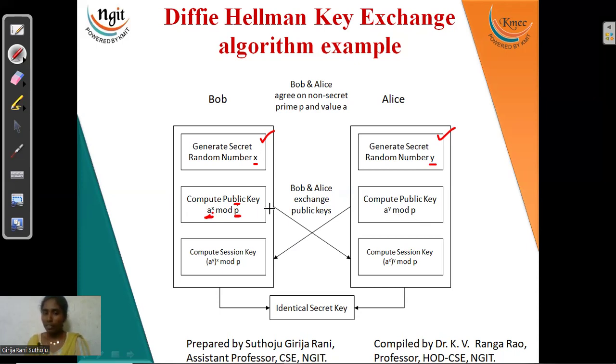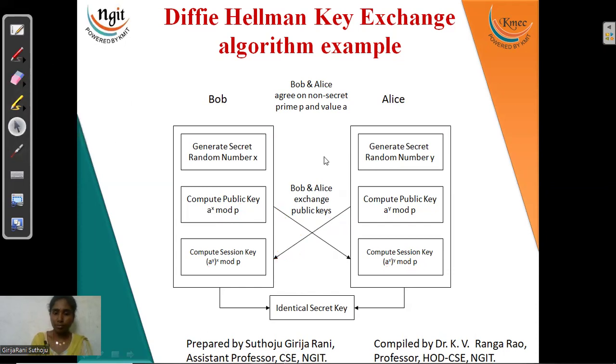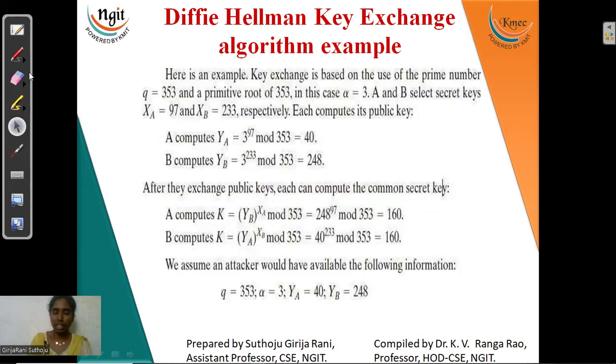Then after this, we are going to exchange these. As we have seen before, after exchanging the public keys, we are going to find the session key, which will be the same for both sender and receiver, an identical secret key. Let us see one example so that you will get a proper idea about it. Just analyze this one. We'll do it together, right?